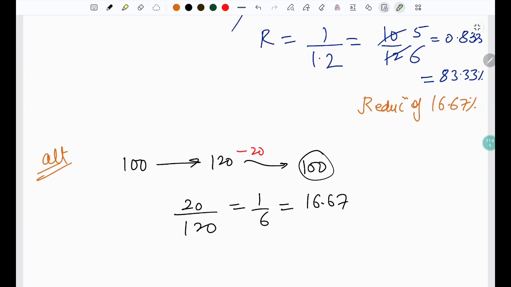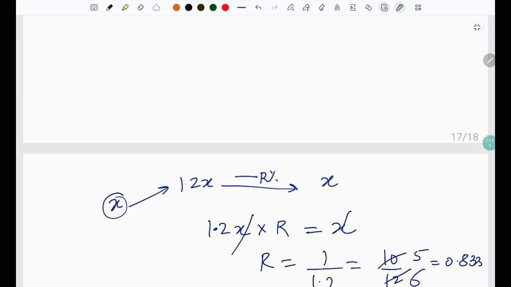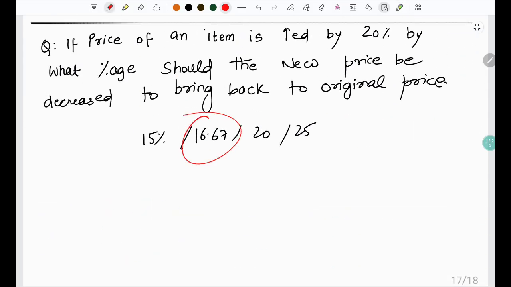Or the alternate method is, let us assume the number is 100, I increased it by 20%, so it will become 120, and now I have to reduce it by such a percentage that this becomes 100. So I'll subtract 20 from it. 120 minus 20 will give me 100, which was the original number. So what is the percentage of reduction? It is the reduced value, that is 20, over the original value over which the reduction is done. So 20 by 120 is 1 by 6, which is written as 16.67. Hence the correct answer is 16.67.